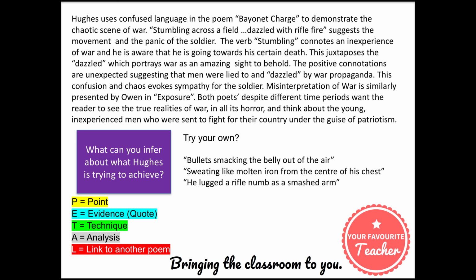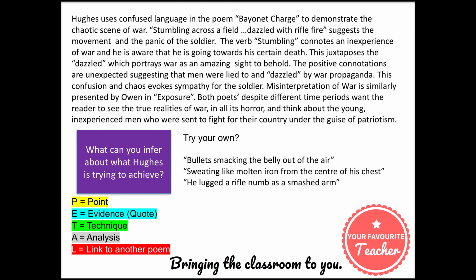So this is just one that I came up with quite quickly. Hughes uses confused language in the poem Bayonet Charge to demonstrate the chaotic scene of war. So I've initially got my point there. What's he doing? How's he doing it? Stumbling across a field, dazzled with rifle fire, suggests the movement and the panic of the soldier.